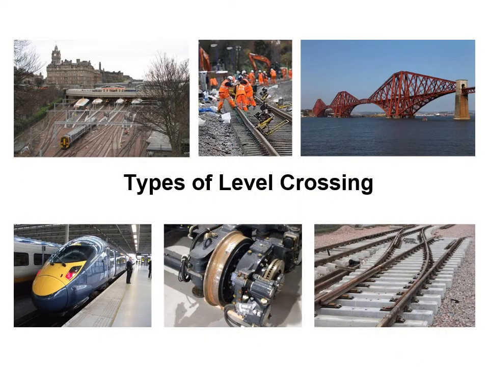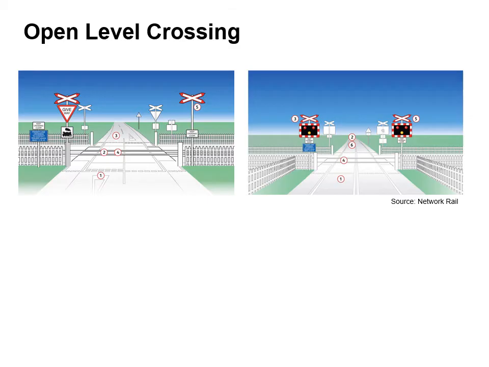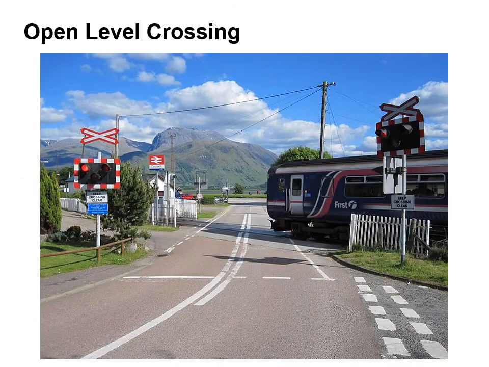So now I'm going to have a look at some of the different types of level crossing. So you can see an open level crossing. These can either be controlled locally or monitored remotely, but you'll see that there's no physical barrier that comes down that stops the cars from driving across the track. Here's an example of an open level crossing up near Fort William.